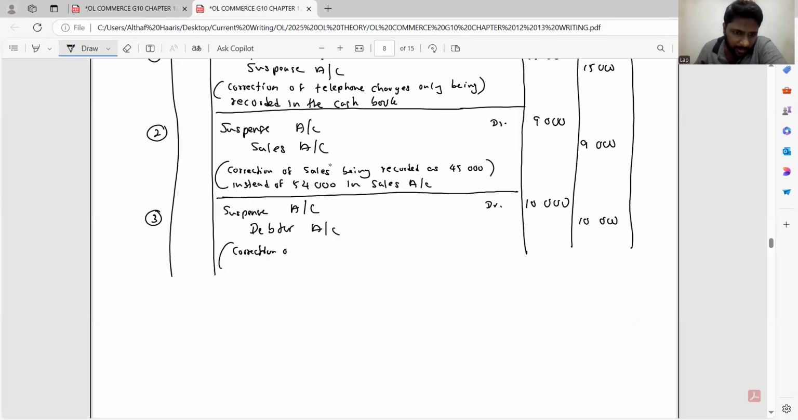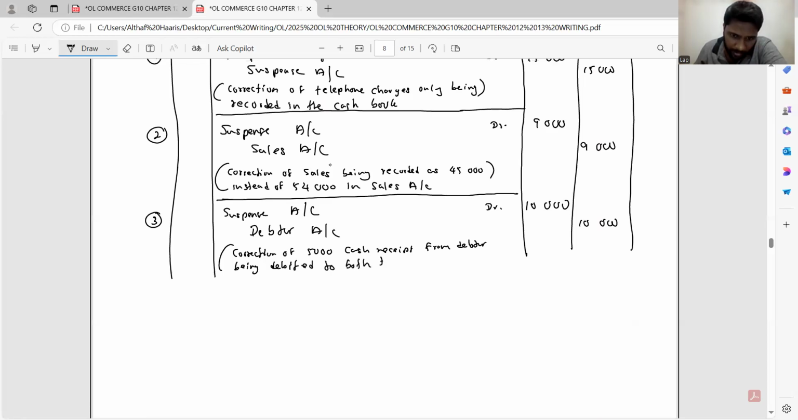Correction of 5,000 cash receipt from debtor being debited to both the accounts. For both the accounts, we have debited. One account debit, one account credit, no? Yeah, both the accounts we have debited.